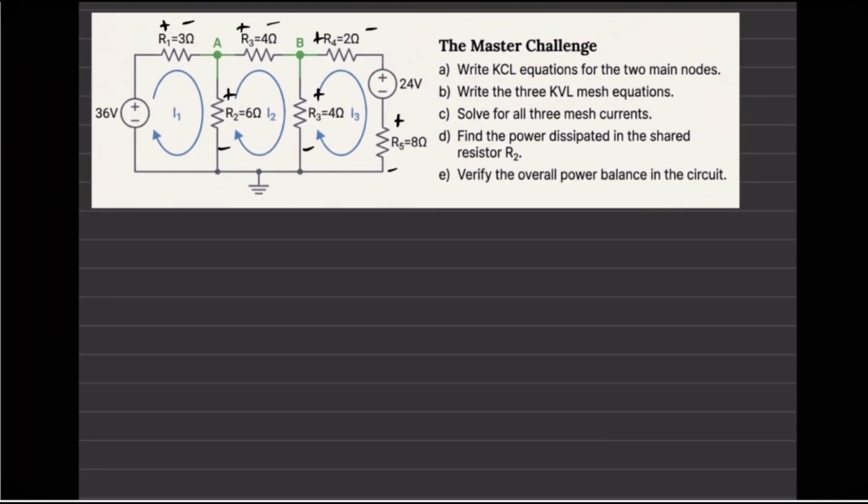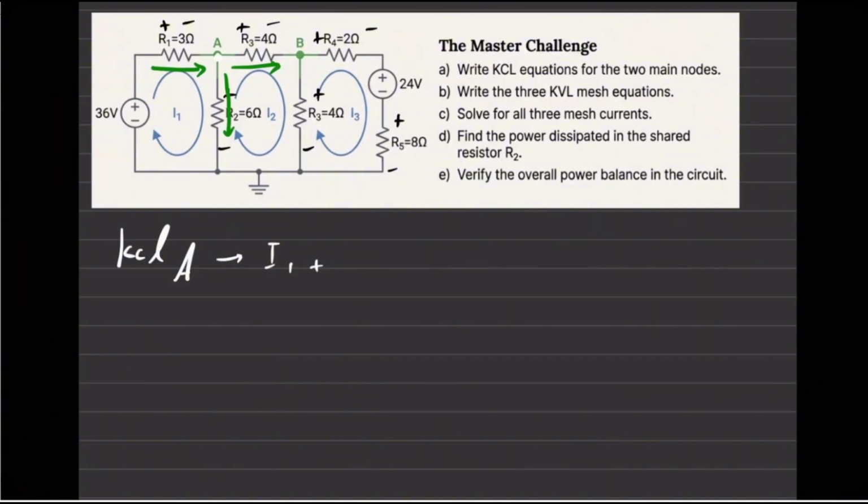Write KCL equations for the two main nodes. So we are looking at two cases, meaning node A and node B. So the case for node A is going to be what? It is going to be I1 plus, let me just do it like this. That would be way better. Cool. This is going to be my I1. This is going to be a current that I don't know, but this is the current that I know.